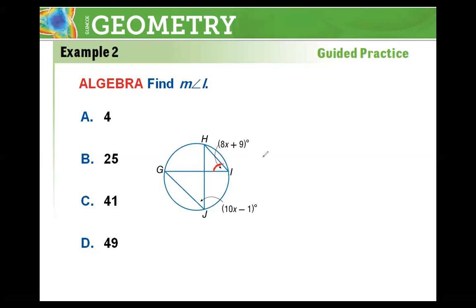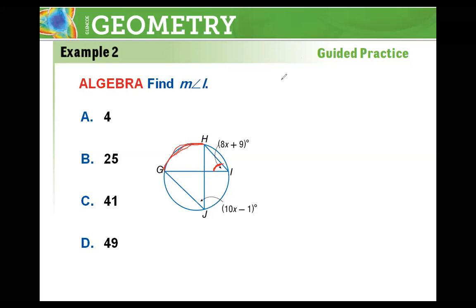Measure of angle I equals the measure of angle J. Why? Because they are opposite to the same arc. They are sharing the same arc. So angle I and angle J are opposite to the same arc, so they are equal in measure.